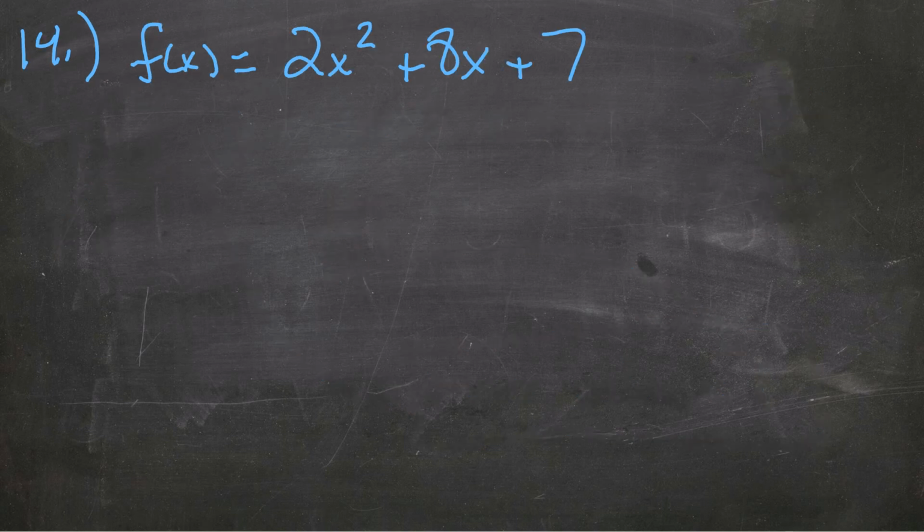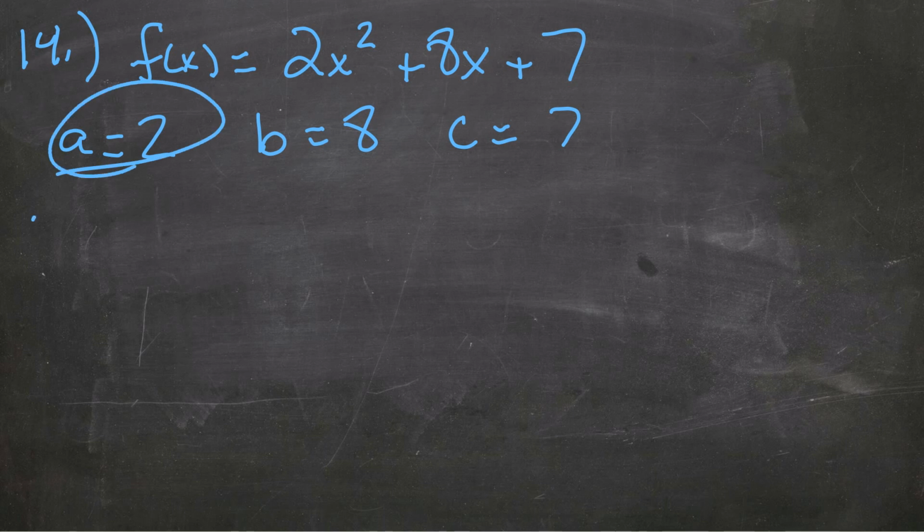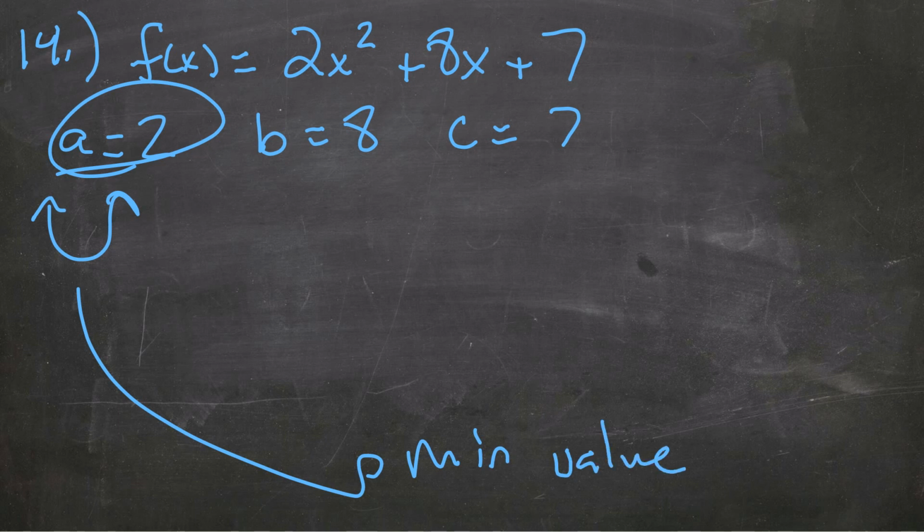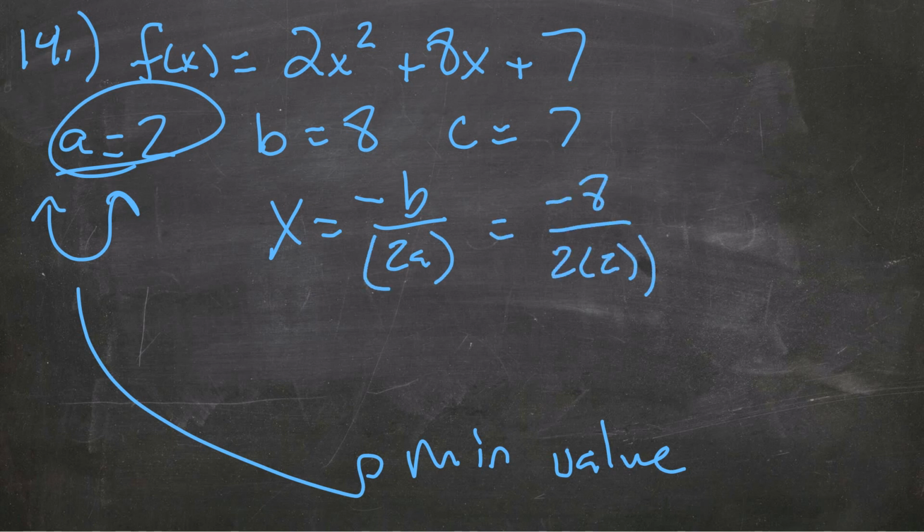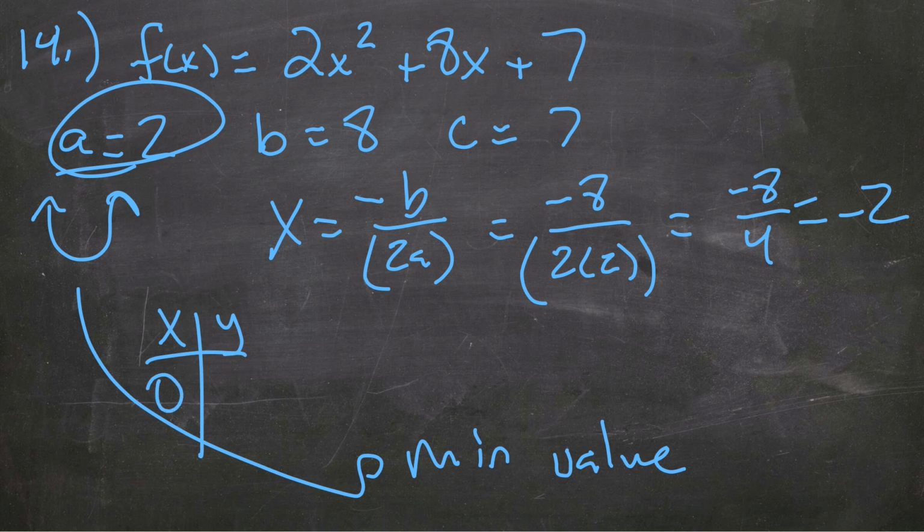All right, 14. Same thing. Step 1, A is 2, B is 8, C is 7. A tells me, since it's a U, that I'm going to have a min value. All right, I do X equals the opposite of B, all over 2A. So I get negative 8 all over 2 times 2. Do not forget your parentheses. I get negative 8 over 4, which is negative 2. I have to plug negative 2 into my original problem because basically I'm making an XY chart with only 1 point. Not 0. Negative 2.